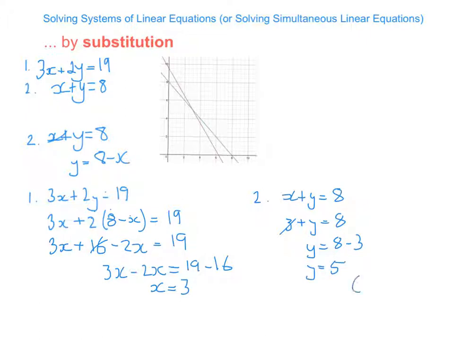So my coordinate pair for where these two lines intersect is x equals 3, y equals 5. And if we look closely on the graph, you'll see that x equals 3 and y equals 5.